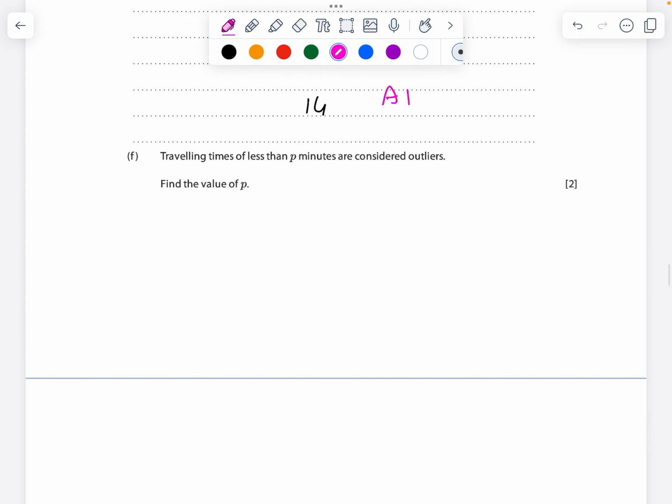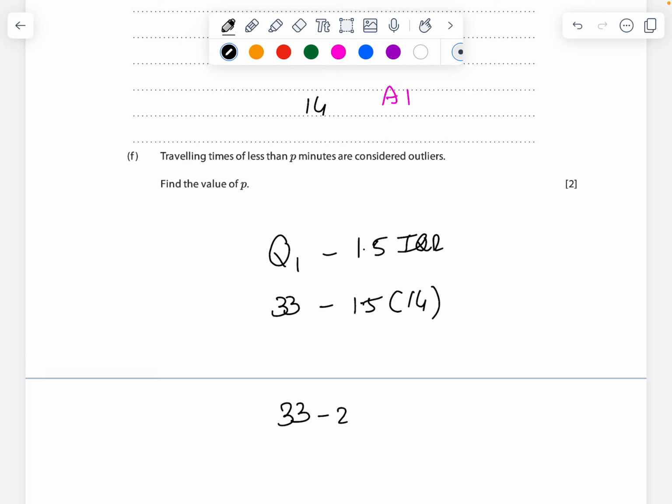Traveling times of less than p minutes are considered as outliers. So Q1 minus 1.5 times IQR. So 33 minus 1.5 times IQR. What was IQR? 14. So 33 minus 21, which is 12. So this is A1 and this is M1.